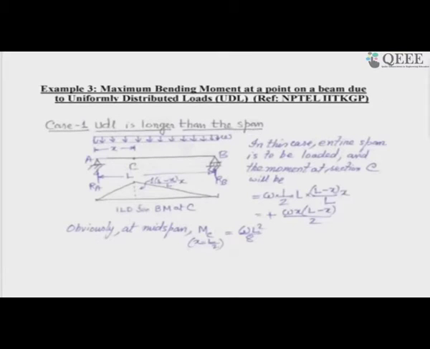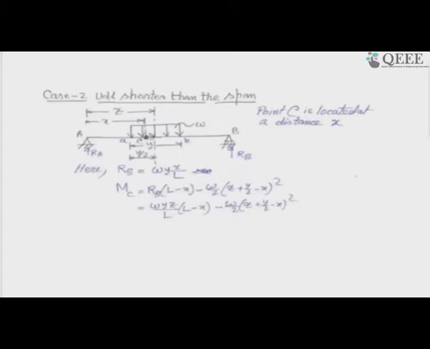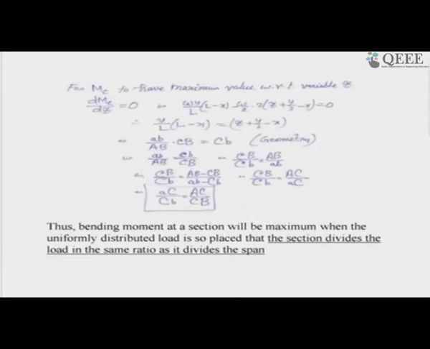We have also discussed the UDL spanning over the entire span. It is in fact much bigger than the span itself, but it does not matter that there are other loads on both sides, because they go directly to the foundation. And then we have the UDL at a much smaller distance than the span, which happens for a very long span bridge and the smaller loads of a truckload. And we have seen that the bending moment is maximum when the uniformly distributed load is so placed that the section divides the load in the same ratio as it divides the span. It is a very important conclusion, you must remember.